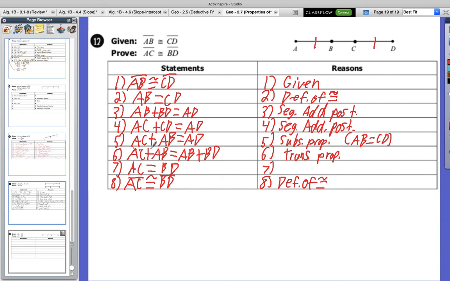Now, from 6 to 7, we subtract segment AB from both sides, which is a pattern we've seen in a lot of these so far. We end up getting what we have in step 7, and we use the definition of congruence to say that those segments have equal measure, so they are congruent.